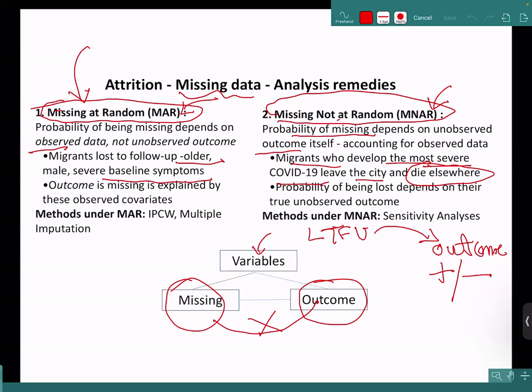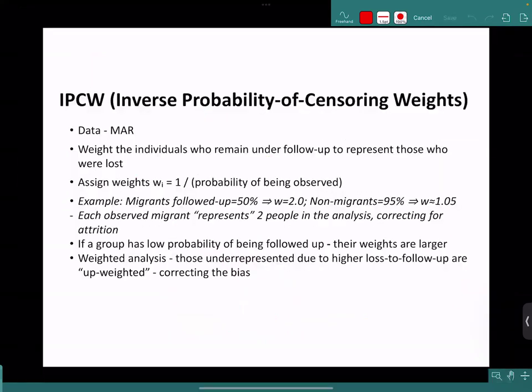So now let us see these methods. If you have missingness at random, there are two methods which you can use. One is the weighting method and another is the imputation method. And if you are assuming missingness is not at random, then what you look at is sensitivity analysis. So let us look at this.